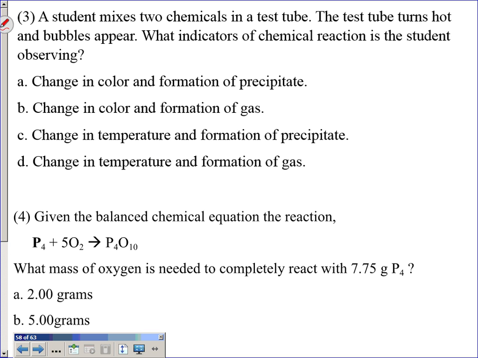Robbie, what'd you say? A, B, C, D. D. Okay, so what's the term that would be used for a change in temperature based on the test tube turning hot? What kind of reaction is this?